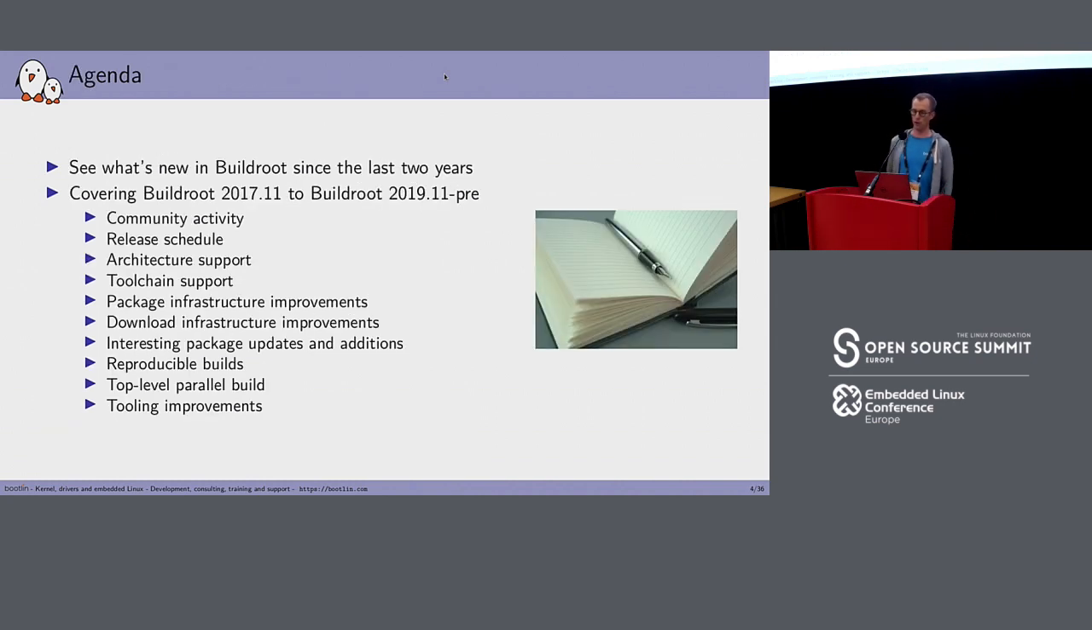So today, what I want to cover is the activity in the project for the past more or less 2 years. So covering between Buildroot 2017.11 to 2019.11, which is not yet there, but we're approaching that.